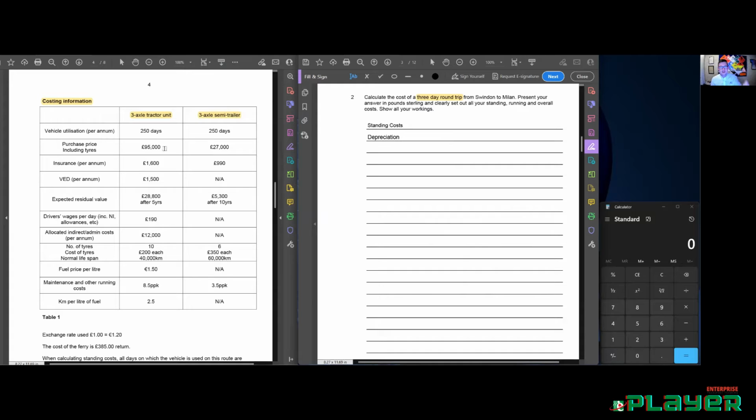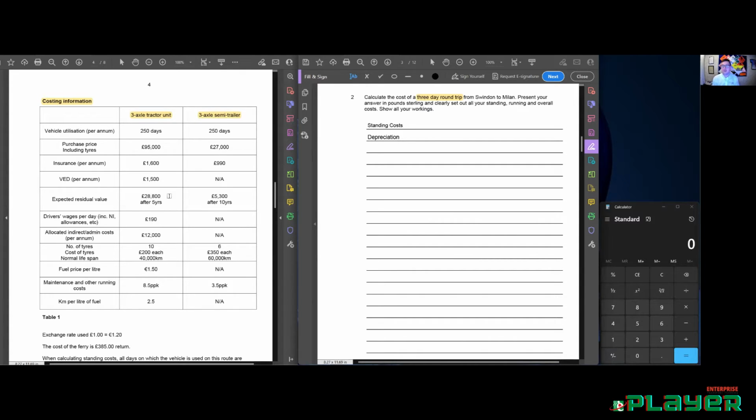The amount of people I've seen that will only cost one of them. They'll just do the tractor unit, or they'll just do the trailer, or they'll do one for some of it and forget some of it for the other. You've got to cost both all the way through. That's what it says. The job is using the 3-axle tractor unit and a 3-axle semi-trailer.